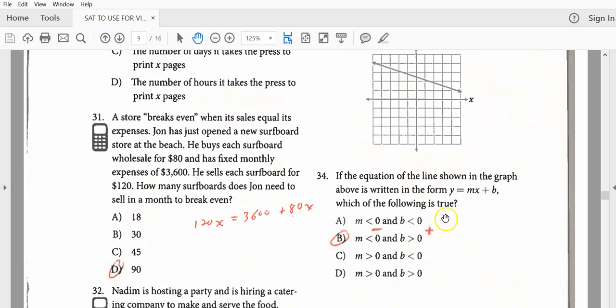Okay, here we go. 34. If the equation of the line shown in the graph above is written in the form y equals mx plus b, so we've seen that like 1,000 times already, right? Which of the following is true? So m is definitely negative. It's going down. And b is positive as in y-intercept, right? So the only one that really makes sense here is b, right? A negative slope and a positive b.